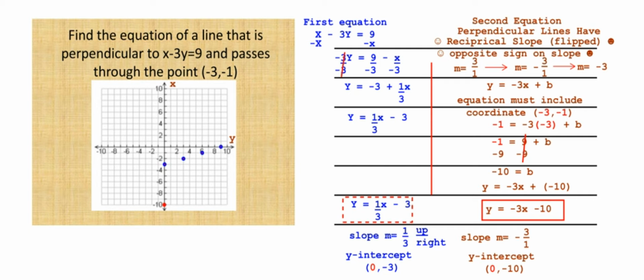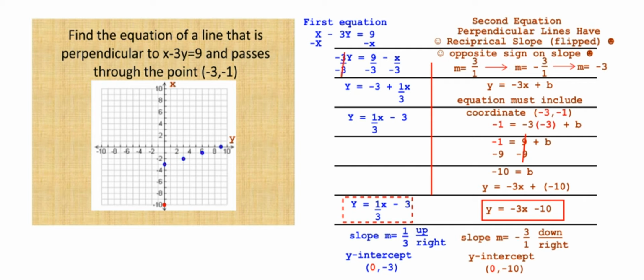Okay, y-intercept for the second equation, 0, comma negative 10. But we have a slight issue. We cannot go down 3 over 1, since as implied by our slope, it tells us to go down because there's a negative on the 3. So down 3 and to the right 1. But there's no space down below.